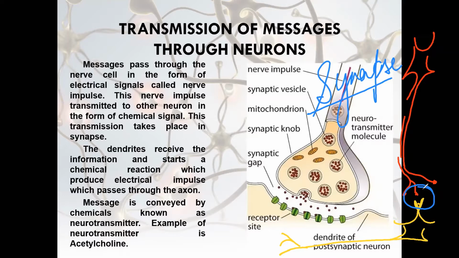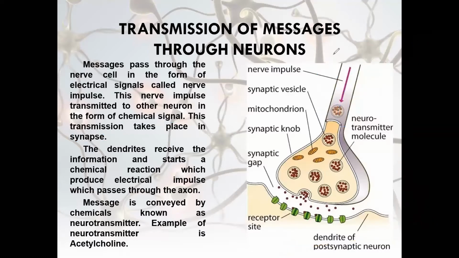Now, inside the neuron, the messages are passed as an electrical signal, but between two neurons, it converts into a chemical signal. This entire transmission takes place in the synapse. Now, what is a synapse? It's a gap between two neurons. Here you can see this is the nerve ending, and here is a dendrite. It's written here, dendrite. Right.